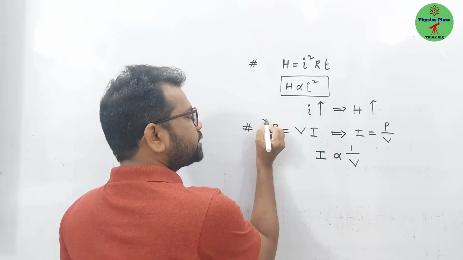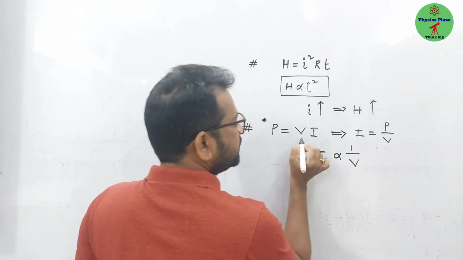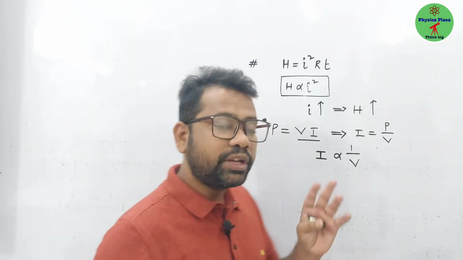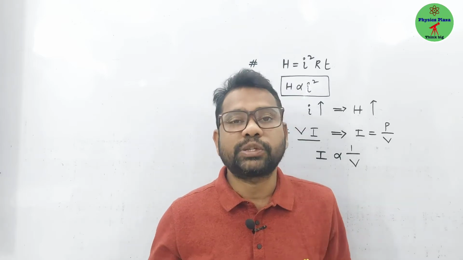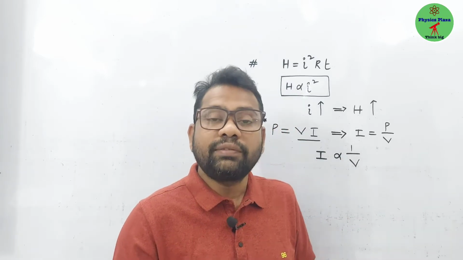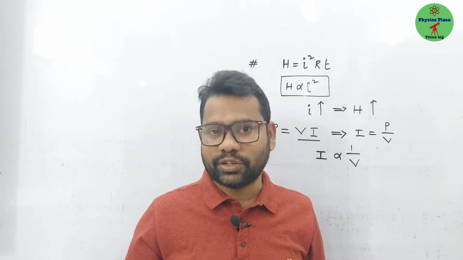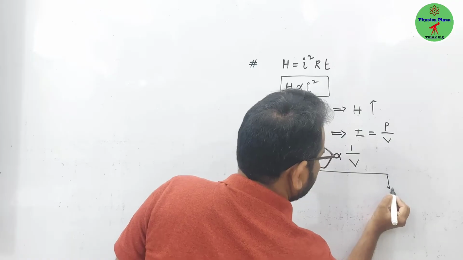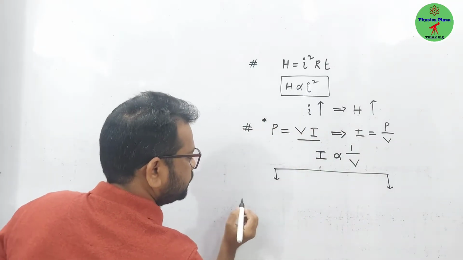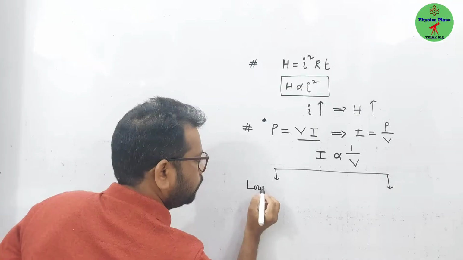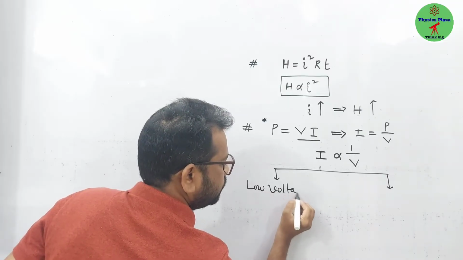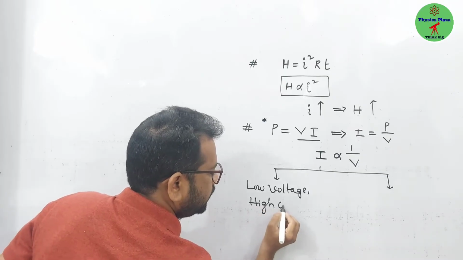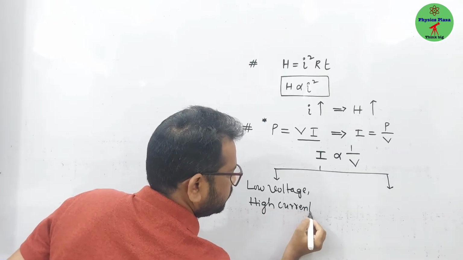So power transmission will take place in terms of voltage and current. Clear? Actually, we have two methods for this power transmission. First we'll see the two methods, and then we'll see which one should be taken. Power can be transferred first with low voltage and high current.